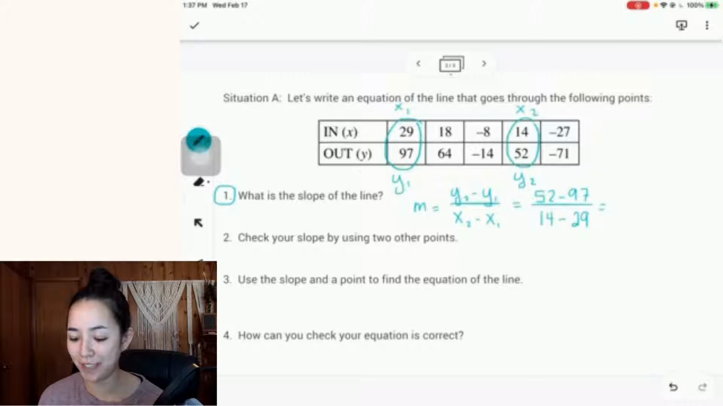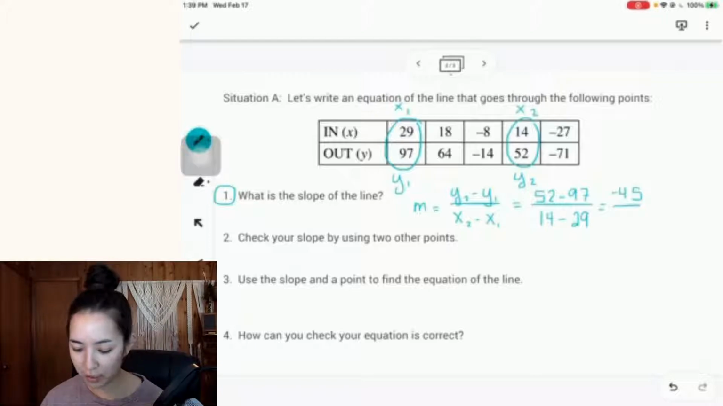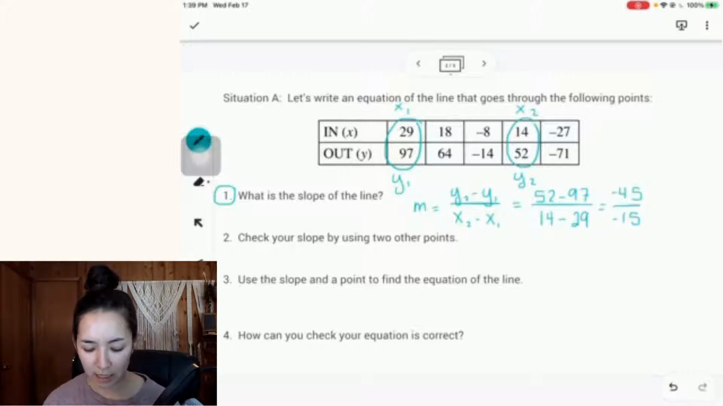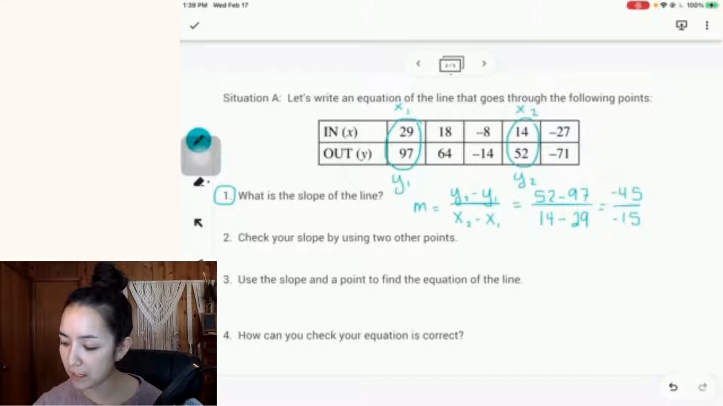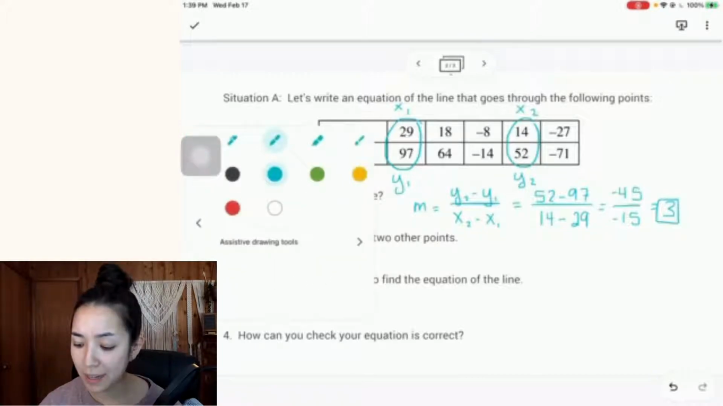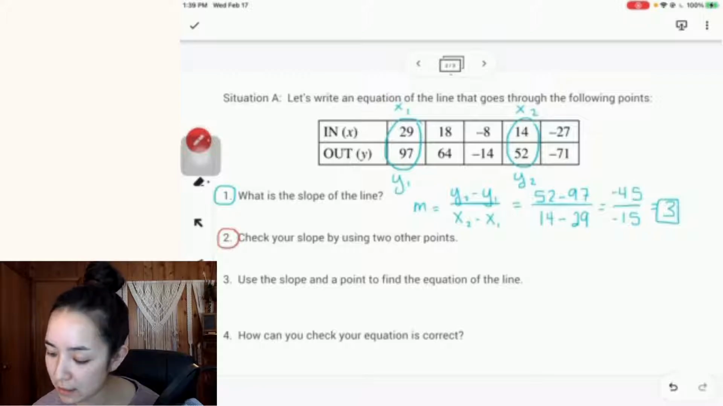So I'm going to use my phone calculator to help me with this. 52 minus 97 is negative 45. 14 minus 29 is negative 15. Negative 45 divided by negative 15 is positive 3. So using those points, I got a slope of 3. But I should be able to find the slope using any 2 points. So we're going to do it again, but using 2 other points.